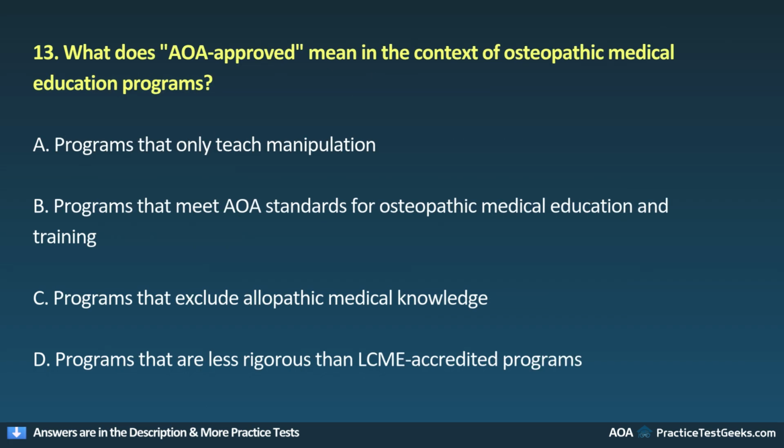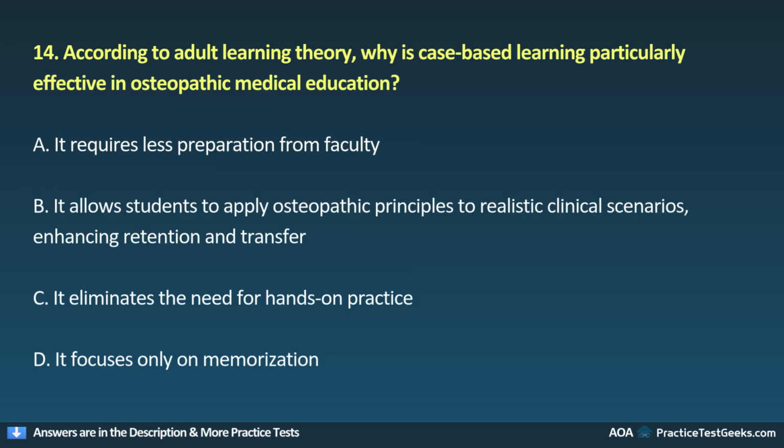13. What does AOA approved mean in the context of osteopathic medical education programs? A. Programs that only teach manipulation. B. Programs that meet AOA standards for osteopathic medical education and training. C. Programs that exclude allopathic medical knowledge. D. Programs that are less rigorous than LCME accredited programs.